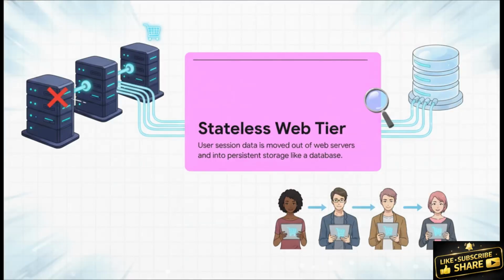Before we do anything else, we have to adopt a crucial design principle, the stateless web tier. See, in our old setup, a user's session data, like what's in their shopping cart, might live on the specific web server they're talking to. That's a huge problem. If that server goes down, their cart is just gone. By making our web tier stateless, we move that session info to a shared database. Now, any web server can handle any user's request. This makes our whole horizontal scaling setup way, way more effective.